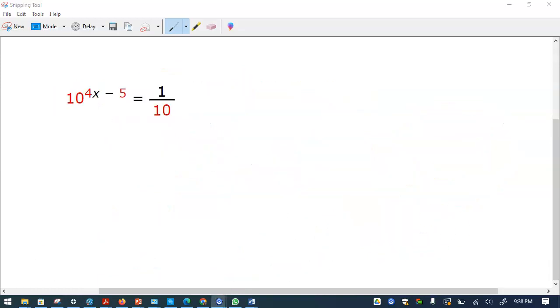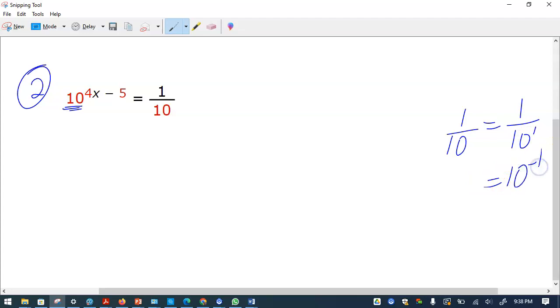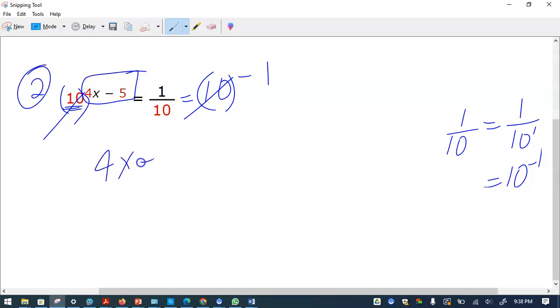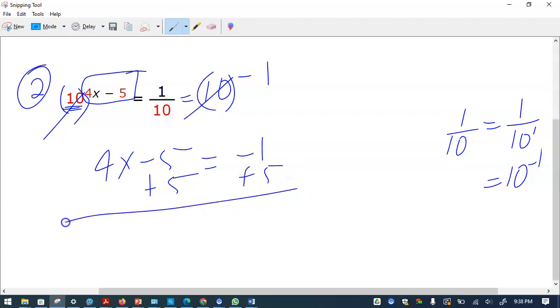That's so simple. Sometimes they may ask you this question where there's a 10 in the numerator and the denominator. So 1 over 10 is the same as 1 over 10 raised to 1, which is 10 raised to minus 1. So we can write this as 10 raised to minus 1. The base is the same on the left and the right, so we can cross it out, and the exponent will remain, so 4x minus 5 is minus 1. And you add 5 and then divide by 4, and you get the answer. So not very hard. Let's go to another one.